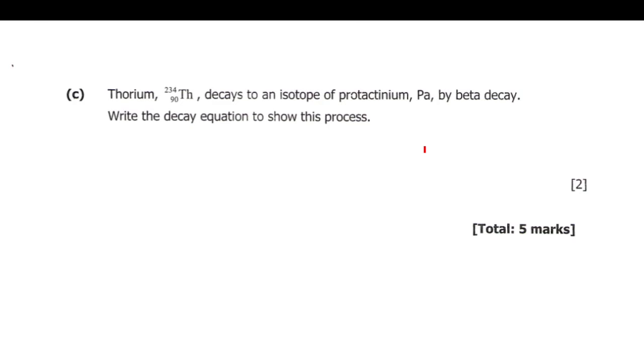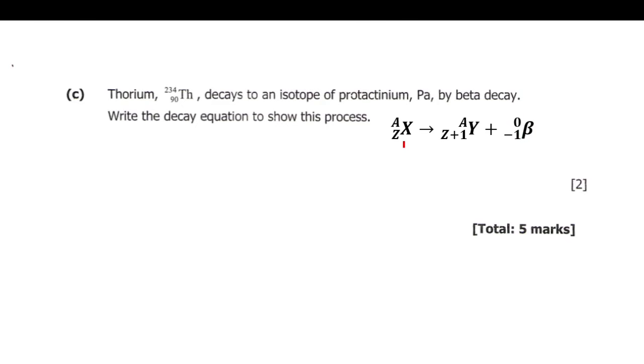All right, so since they are saying write the decay equation to show this process, first of all we need to write the general equation which guides beta decay. So this is the general equation which guides beta decay. If X is an atom that is decaying into Y, plus this B here represents the beta particle, when it decays, it produces a new atom or element and also a beta particle here.